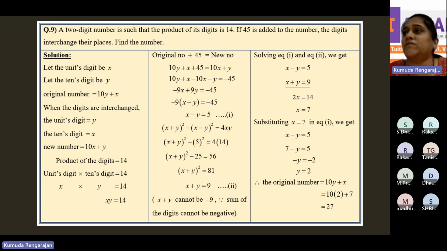Yes, children, what's the equation, offline students? Y minus x is equal to? No, some sign error. Y minus x is equal to not 5, minus 5.